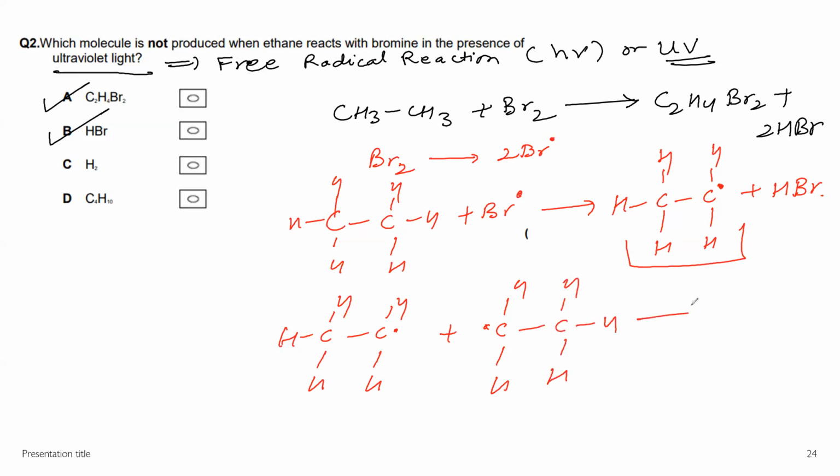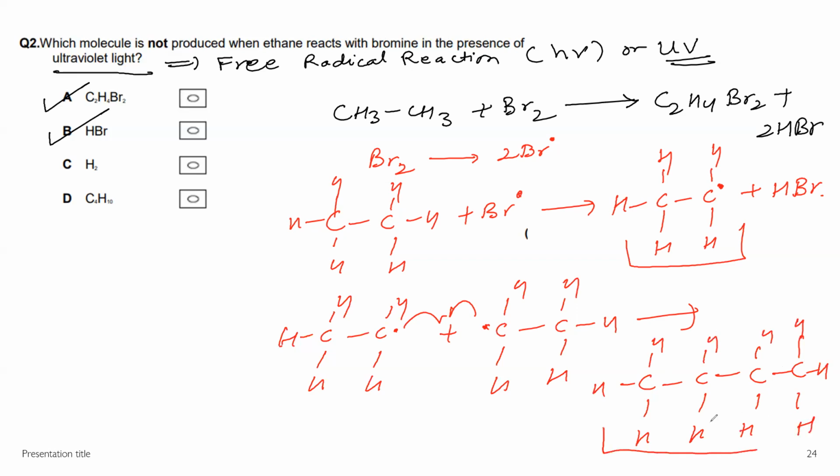So they can combine together. So this bond and this bond, they combine together. What would be formed? Like this. So H, H, CH3. Correct? This would be formed. What is this? C4H10, butane. So there will be formation of butane also. So this can also be obtained.